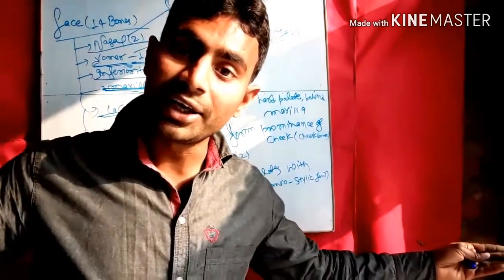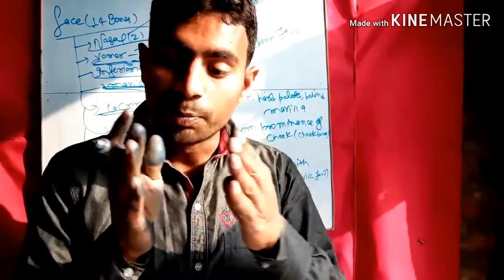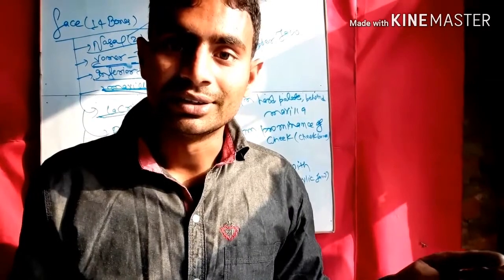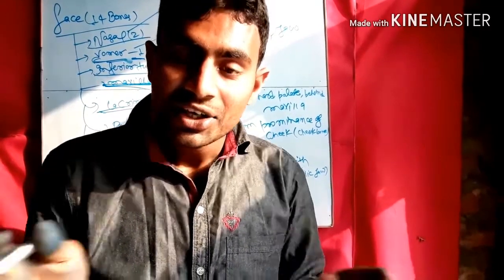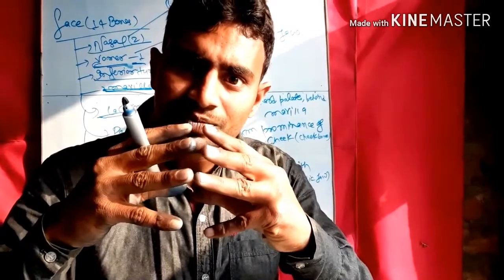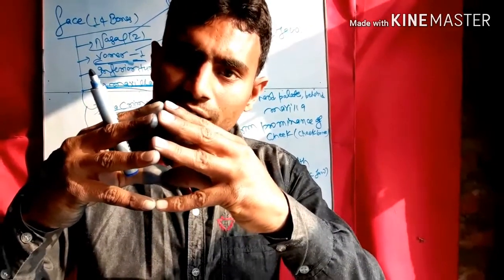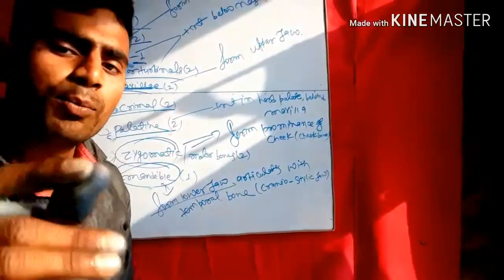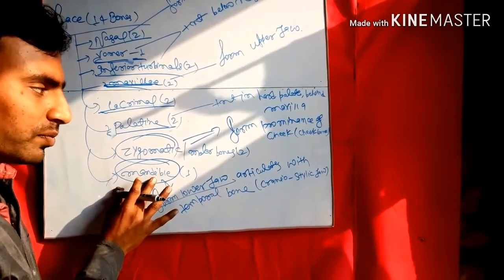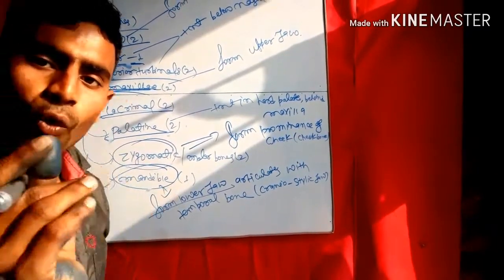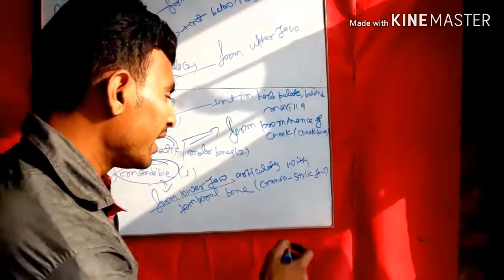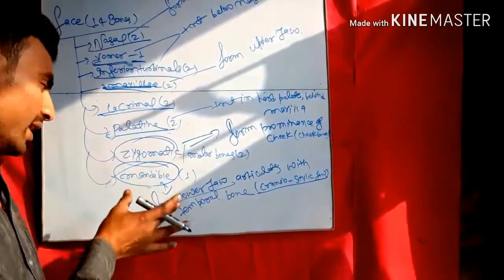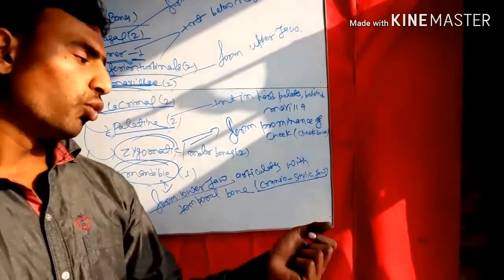Where is the temporal bone present? The temporal bone is present on the side of the cranial cavity, the side part of the cranium. This is the cranial cavity inside. This is the cranium part, and the side part of the cranium is called the temporal bone. This mandible articulates with the temporal bone, and it's called craniostylic jaw. Craniostylic jaw, mandible forms the lower jaw.